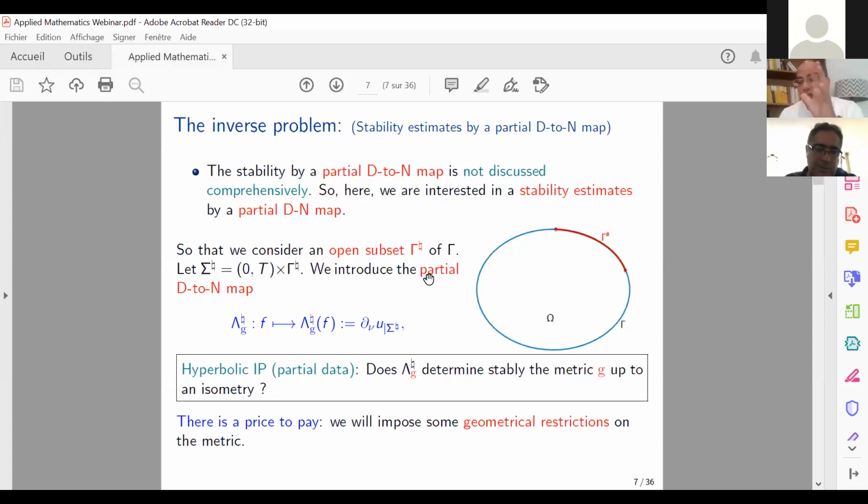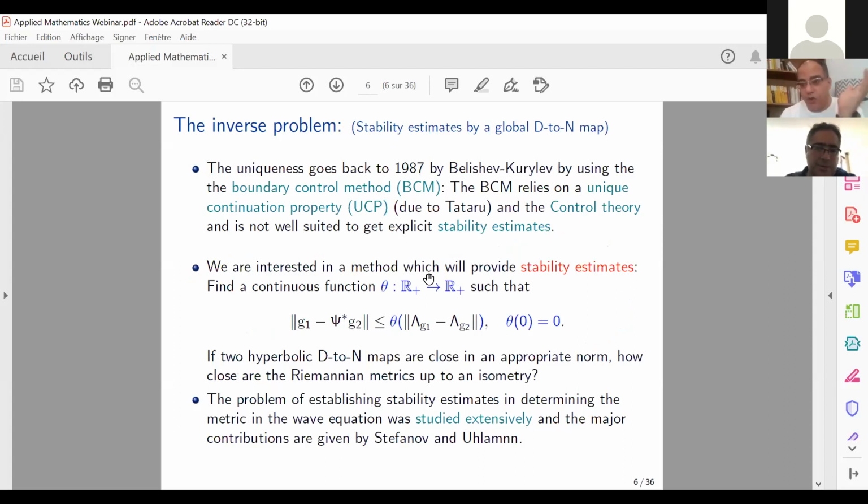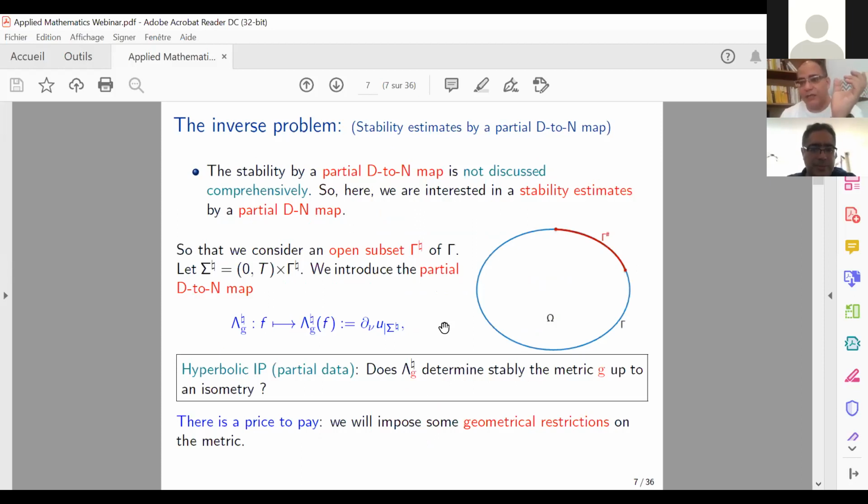For the global case, when we know the Dirichlet-to-Neumann map on the whole boundary, or the global data, we can expect a better stability estimate. For example, we can prove some Hölder or Lipschitz stability estimate. This is important for the numerical part. But if you consider only small parts of the boundary, we cannot expect the Lipschitz or Hölder stability. Here we prove a very weak stability estimate, a logarithmic stability estimate. But the advantage here is we measure only in a small part of the boundary.